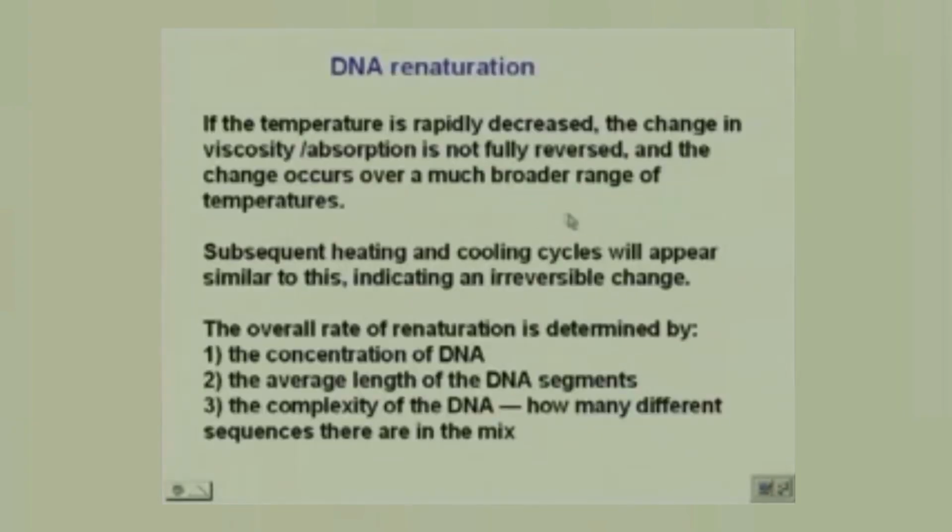So, we have denaturation. Now, what happens in some cases is you cannot reverse the situation. Okay? It's irreversible denaturation. Now, if the temperature is rapidly decreased, then the change in the viscosity or the absorption that is observed cannot be fully reversed, and the change occurs over a broader range of temperatures. We will see what that means.